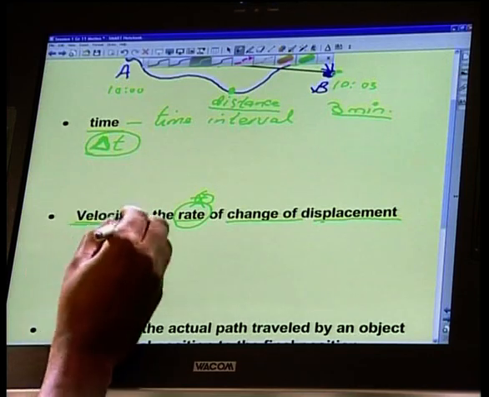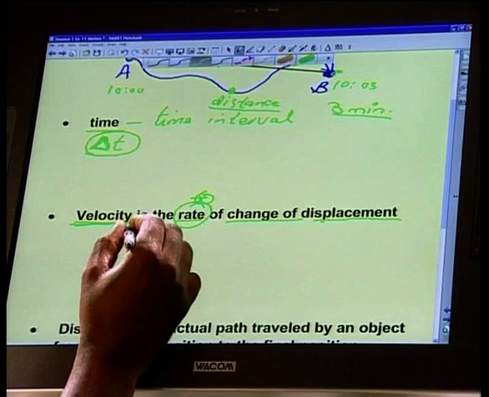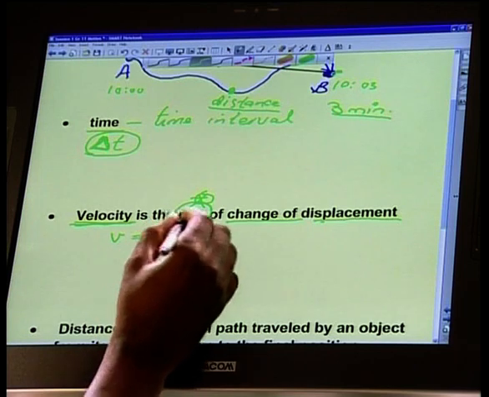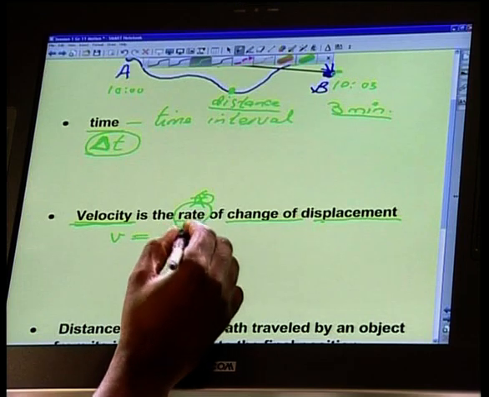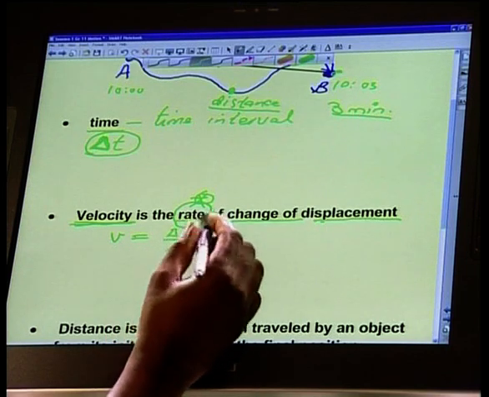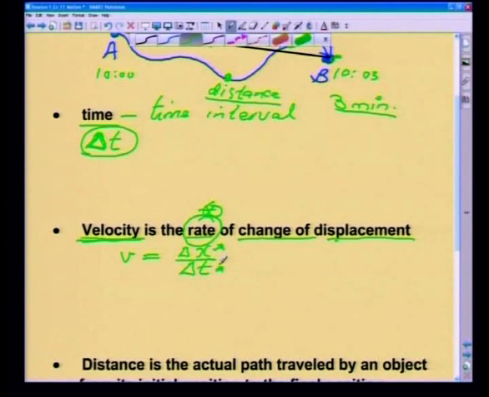So when we say velocity is the rate of change of displacement, that would mean that this quantity called velocity, which we may use v or small v for, is mathematically given by delta x, which is your displacement, divided by delta t. This is the rate at which displacement changes. And we know how much change in displacement we get per unit time. That is how we define velocity.